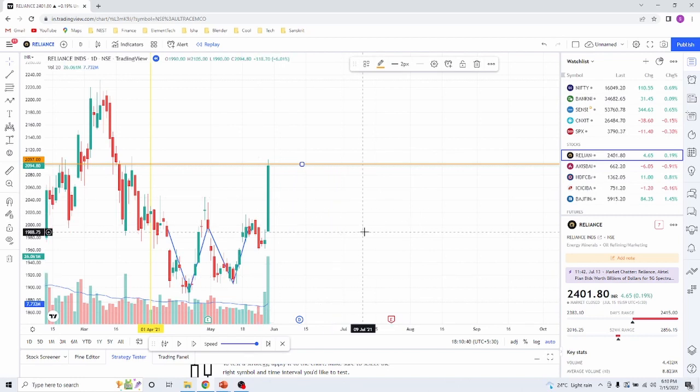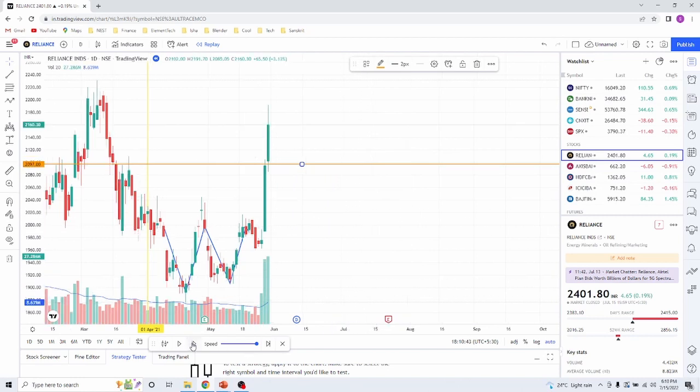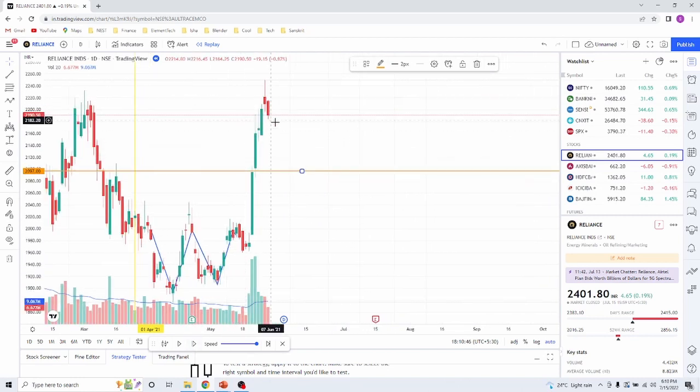So we have bought it. We have not put our stop loss. We'll discuss stop loss in future, but let's see what happens. Okay, it's going up, up, up. Okay, there is a reversal. So I have a choice to sell here, or I have a choice to wait. Let me sell. Let me sell at 2190.